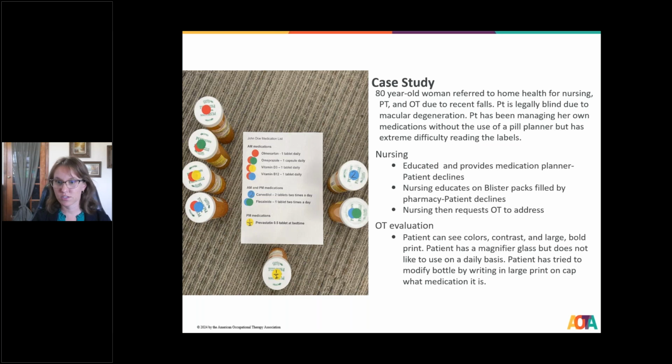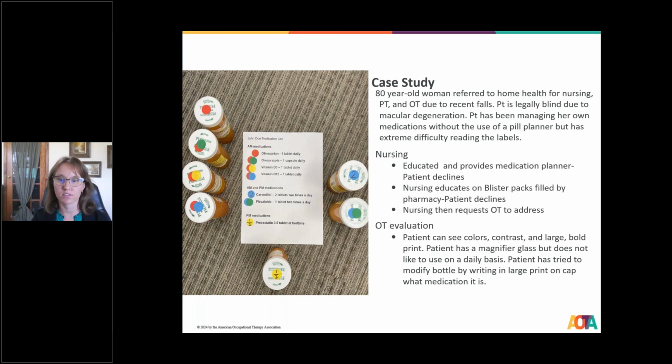Nursing educates on blister packs filled by pharmacy, but the patient declined because her pharmacy didn't do it. She did not want to change pharmacies. Nursing then requested OT. So again, nursing was looking primarily at the occupation and the person, knowing that she couldn't see, and was trying to modify the occupation. I come in and realize that I really needed to include the environment aspect if I was going to meet her occupational performance and meet that goal of being able to do it on her own.